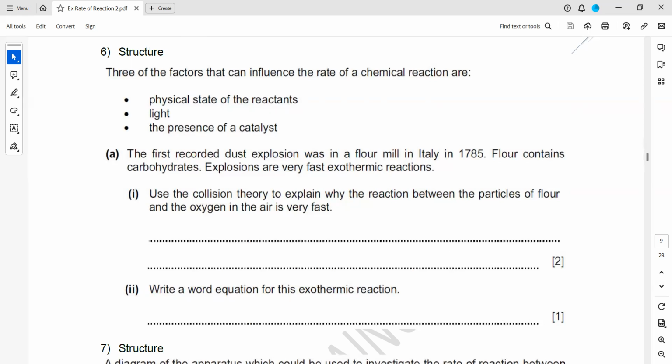Because it is in powdered form, as a result it will have a large surface area. Fine powder, large surface area. With a large surface area, there is a greater number of collisions, or a higher collision frequency. So when we have a fine powder, this will have a large surface area.